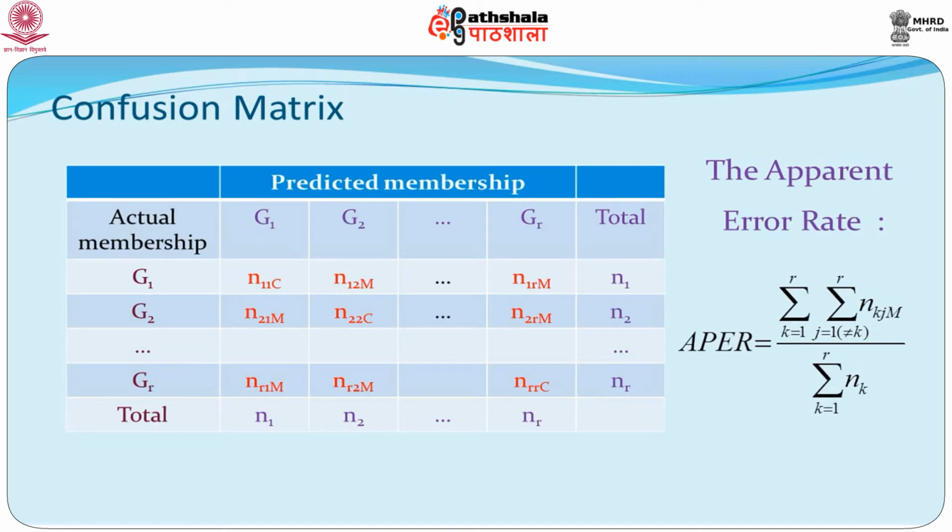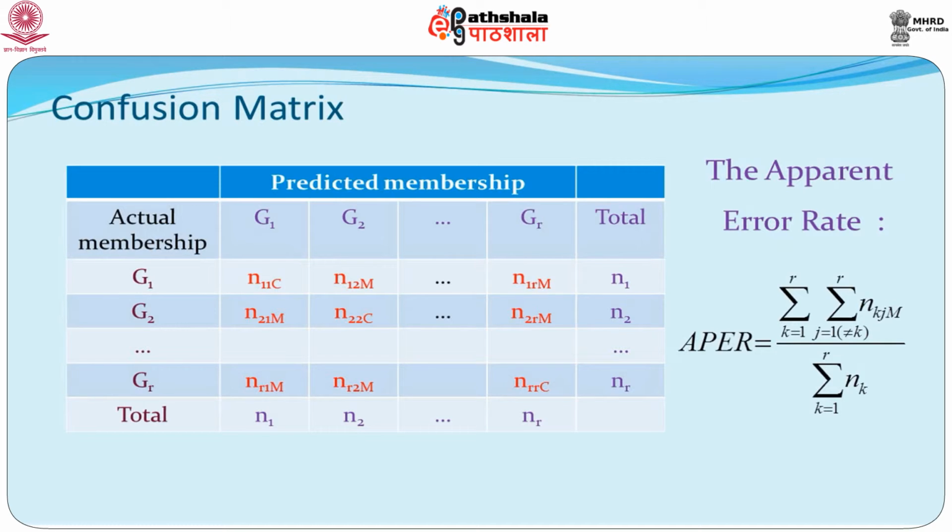The larger this value is, the more misclassification you have and the rule is not good. And the lower this value is, which means that the numerator is small, you know that in that case you have correctly classified most of the individuals.